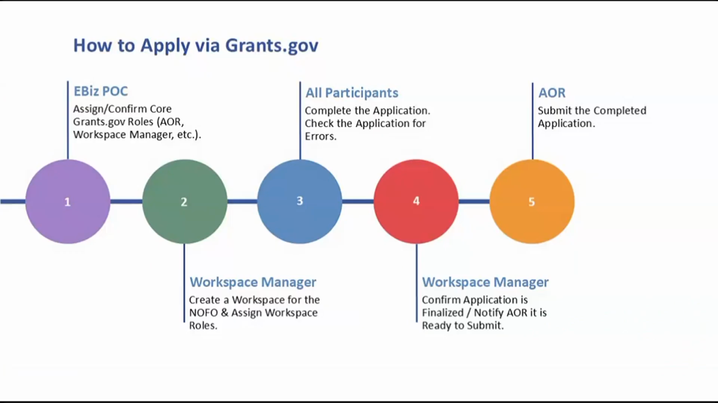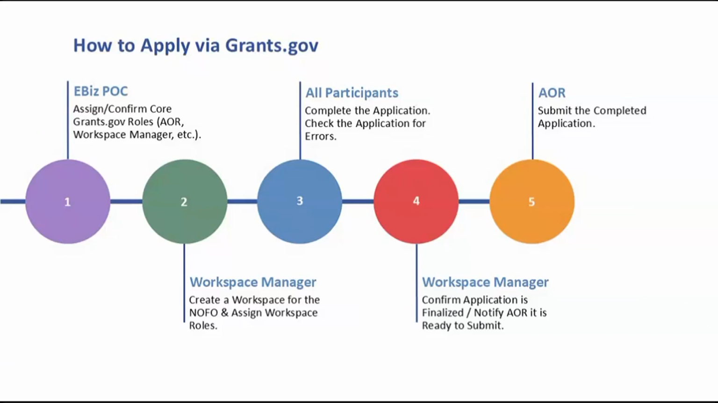So before creating a workspace in Grants.gov, confirm that core roles such as the AOR and Workspace Manager are properly assigned and linked to the correct organization profile. Next, to kick off the application process, the Workspace Manager creates a workspace for the specific opportunity by clicking on that red Apply button on the opportunity page and assigns team roles.